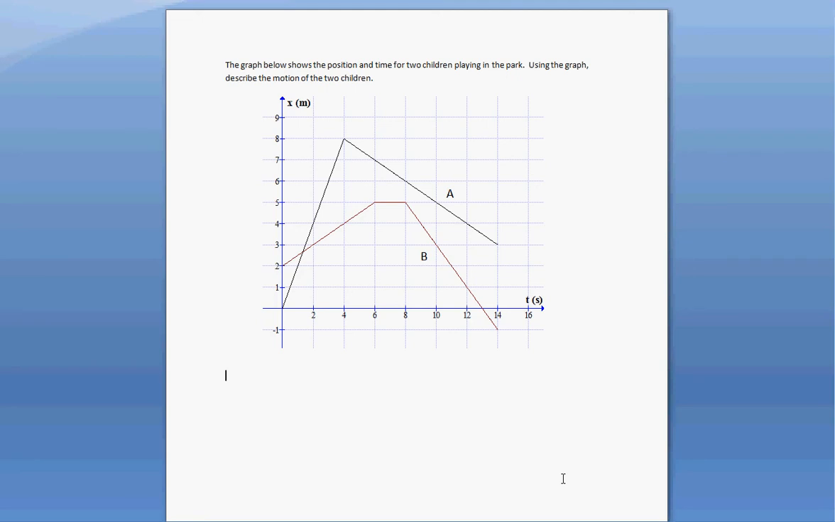Here we have two lines describing the motion of objects A and B, and we're going to describe that motion. So, start with object A. Object A begins at a position of, well, let's see, object A at time equals 0, the position is also 0, so 0 meters.